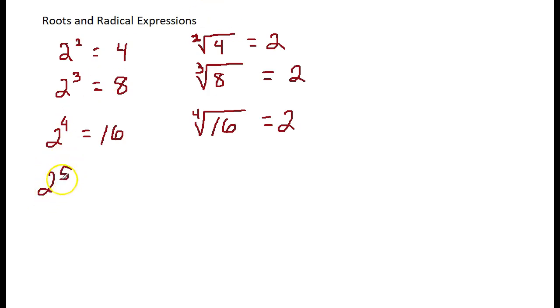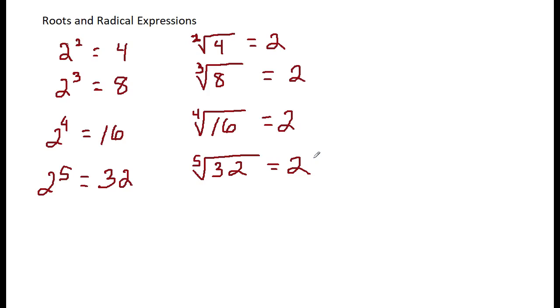Well, let's look at one more: 2 to the fifth power. Are you seeing my pattern here? This equals 2 times itself 5 times, which is 32. So I can say the fifth root of 32 is 2. All of these are giving you the common answer of 2.